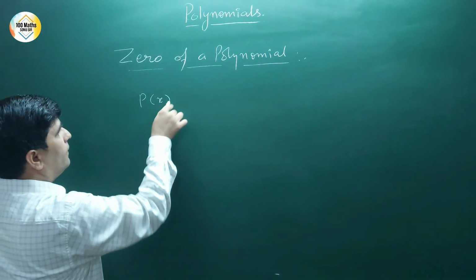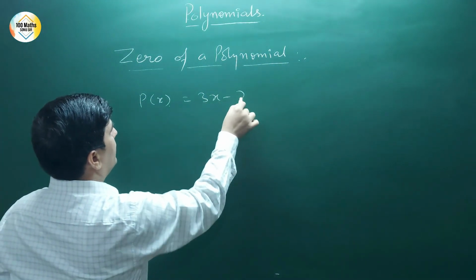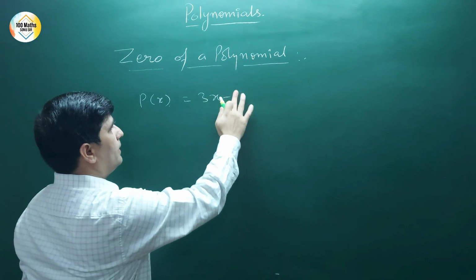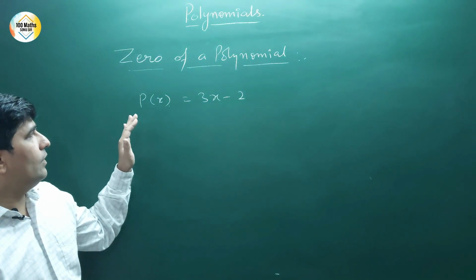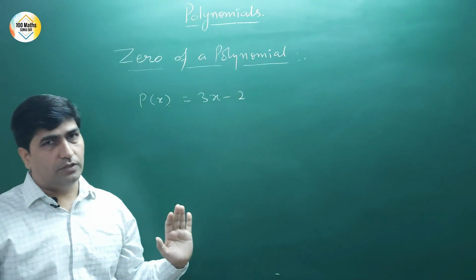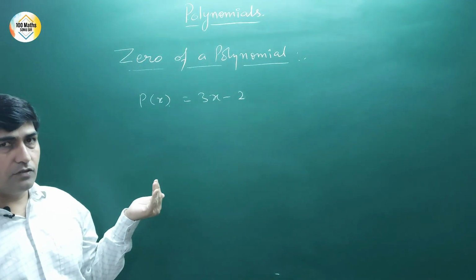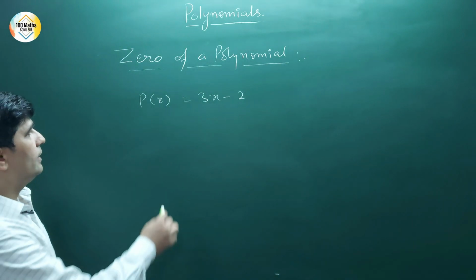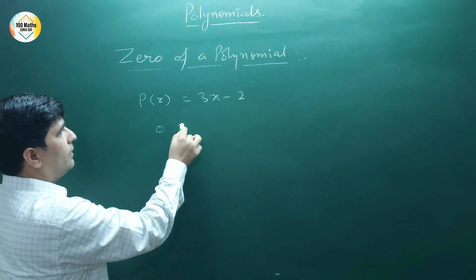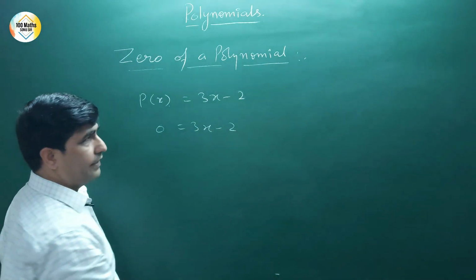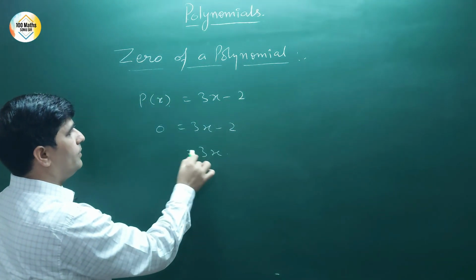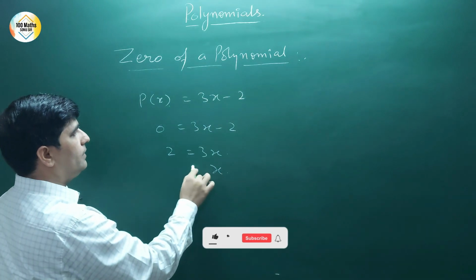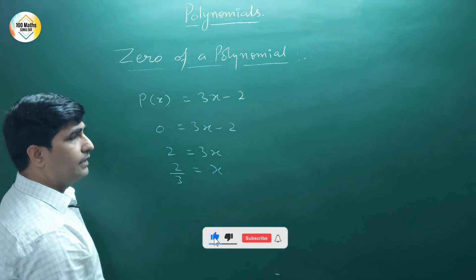A polynomial. So let's say P(x) is 3x minus 2, right? Now I want to find the 0 of the polynomial. So what is the procedure of finding this? We will put this P(x) as 0, right, and find the value of x. Can we calculate x from here? Yes. So 3x will be 2 and x will be 2 by 3, right?